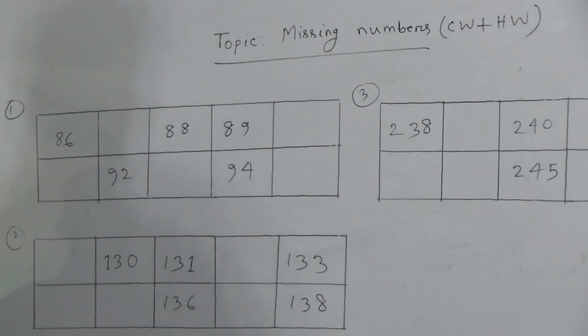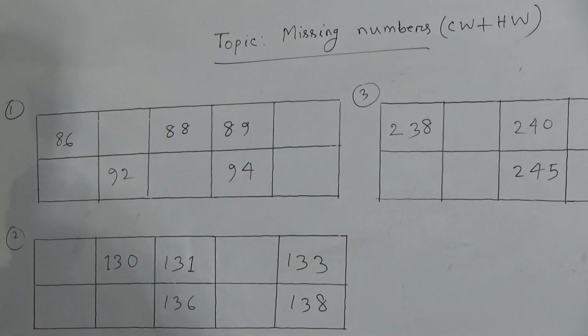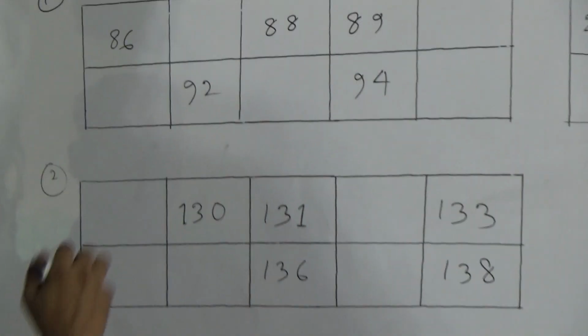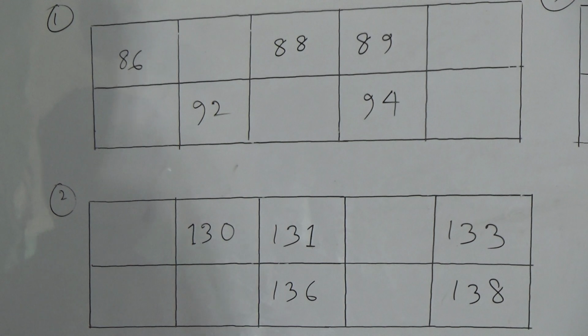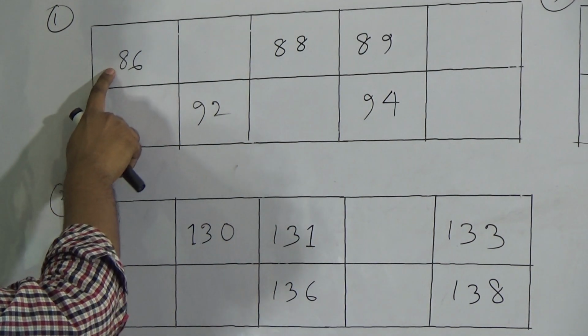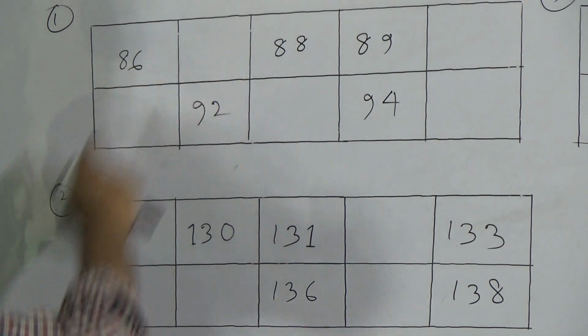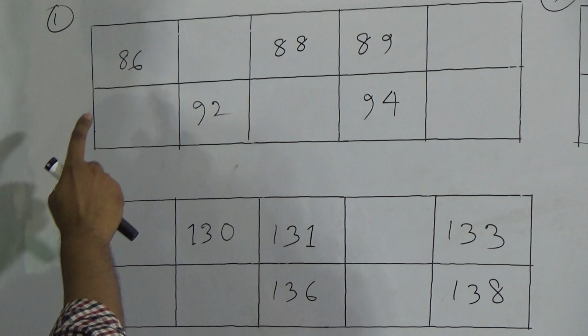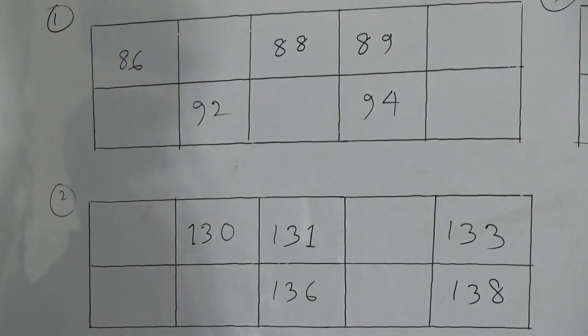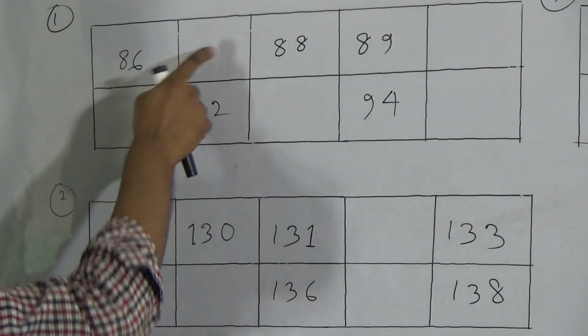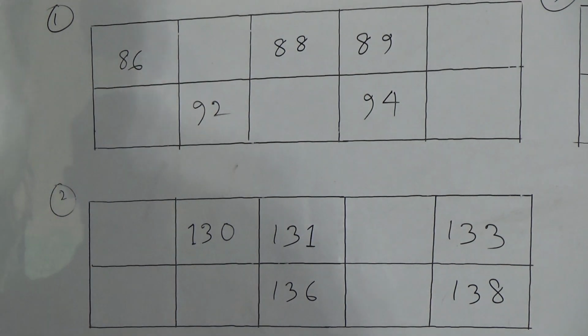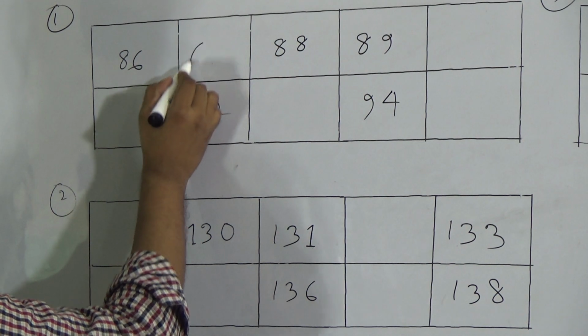Dear students, you are watching a box and some missing boxes exist here, and we have to write the appropriate number on that missing place. Here the number is 86 and this number is 88. Now, which number do we have to put in this place? Which number exists between 86 and 88, or the next number of 86 or previous number of 88? It's very easy, you know that. After 86, 87 will come. So we'll write 87 here.